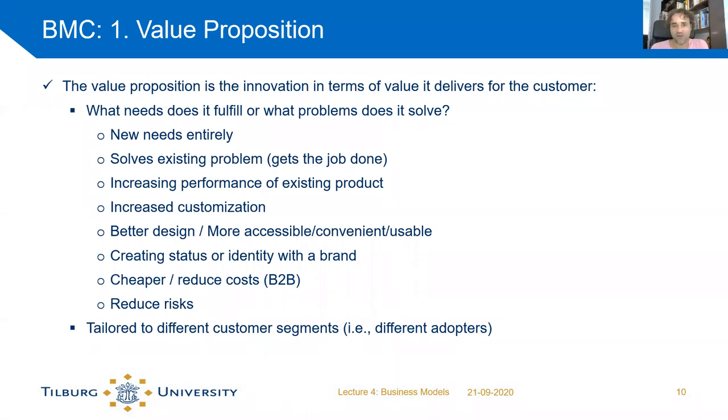So let's start with the value proposition. The value proposition is basically what we learned in the last couple of weeks. What is the innovation, and what is the innovative aspect of the innovation? It's not about the technology, it's about what need the technology fulfills or what problem it solves.